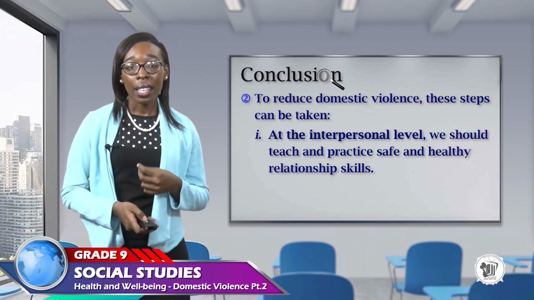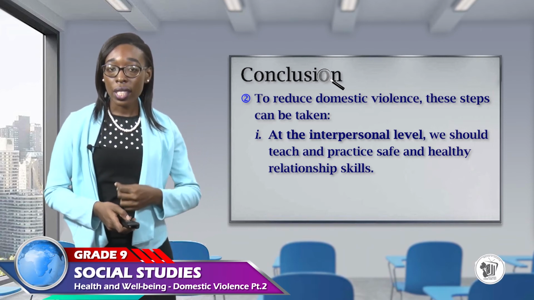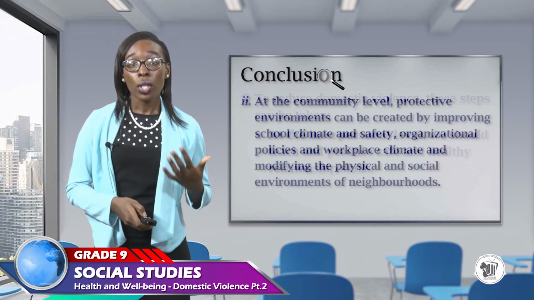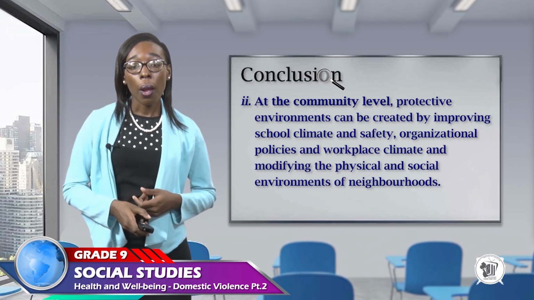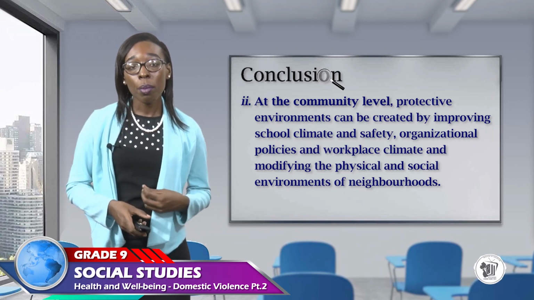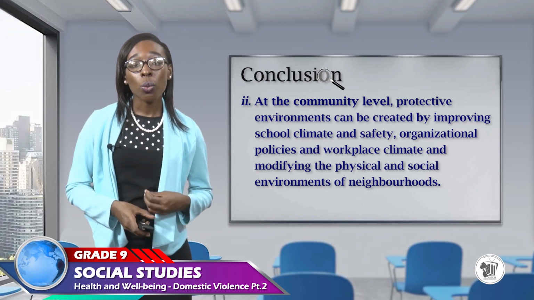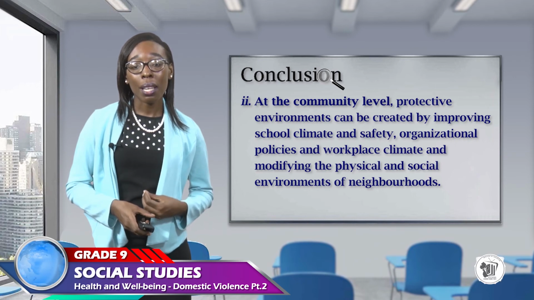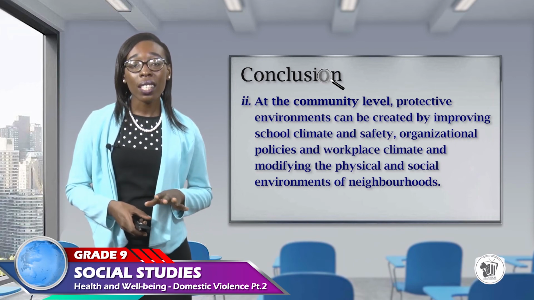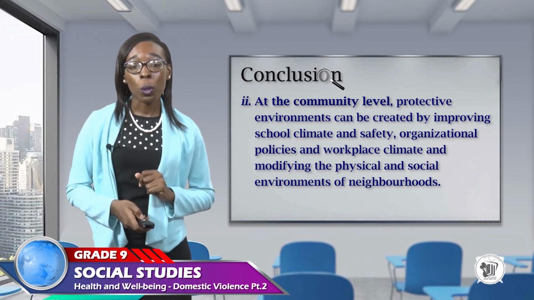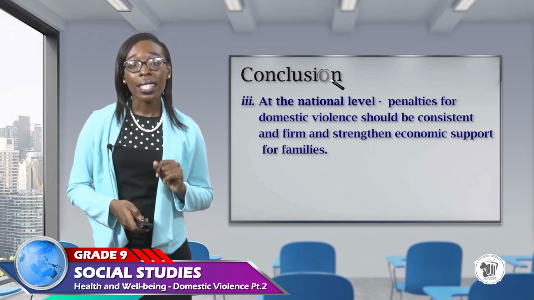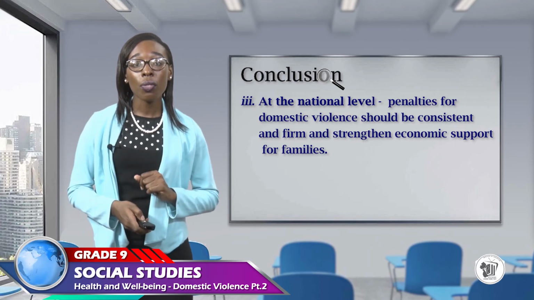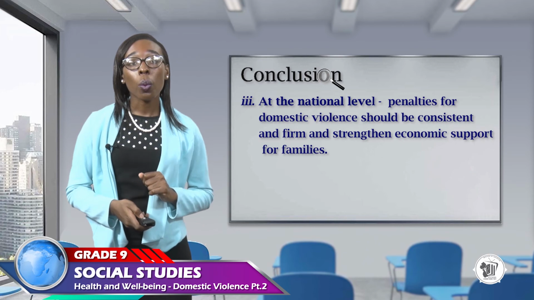One, at the interpersonal level, we should teach and practice safety and healthy relationship skills. Two, at the community level, protective environments can be created by improving school climate and safety, organizational policies and workplace climate, and modifying the physical and social environment of neighborhoods. And three, at the national level, penalties for domestic violence should be consistent and firm, and economic support for families should be strengthened.